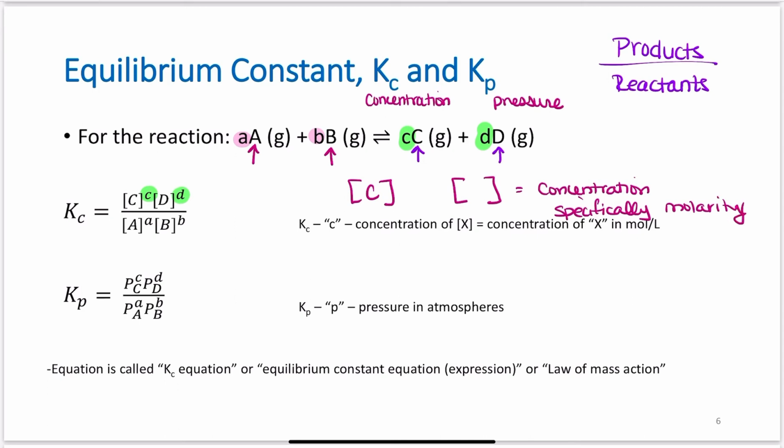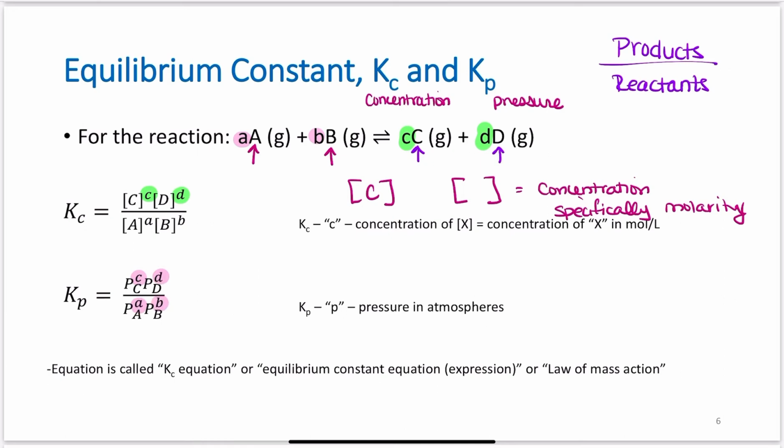So writing something in the bracket like that implies I'm talking about the molarity. I can also write Kp. Kp is when I take the pressure in atmospheres of that species and raise it to the power of the coefficient. So we see here the coefficients become the exponents, but again, it is products over reactants.